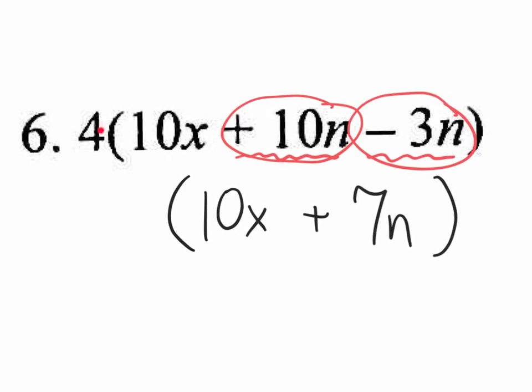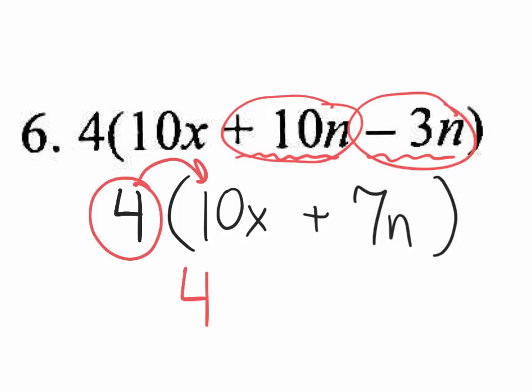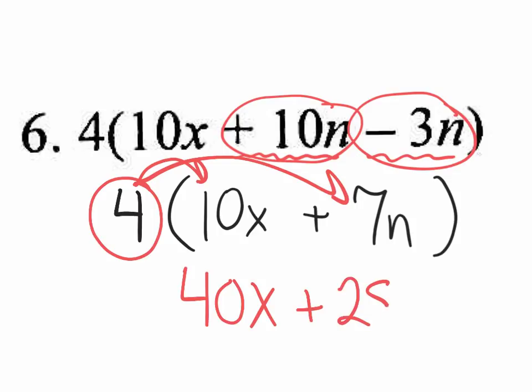We still have this 4 that's being multiplied out here in the front. So let's bring that down. We're going to put a 4 right in front, and that's really saying 4 times. So now we're going to distribute. We're going to distribute the 4 times 10x. That's 40x. We don't need parentheses anymore because we're distributing here. And then 4 times 7n, that is 28n.